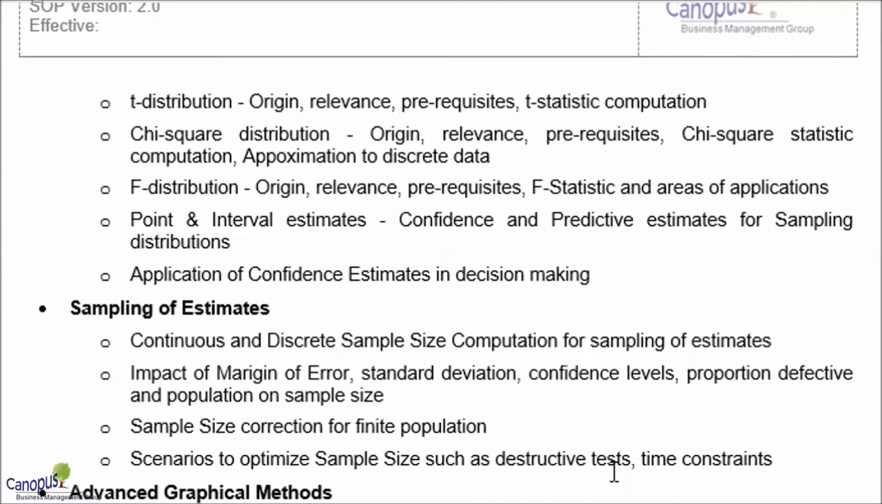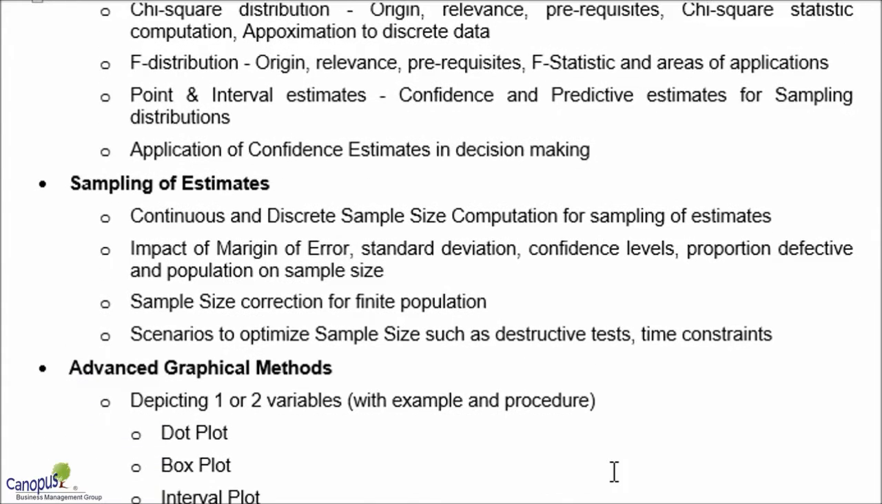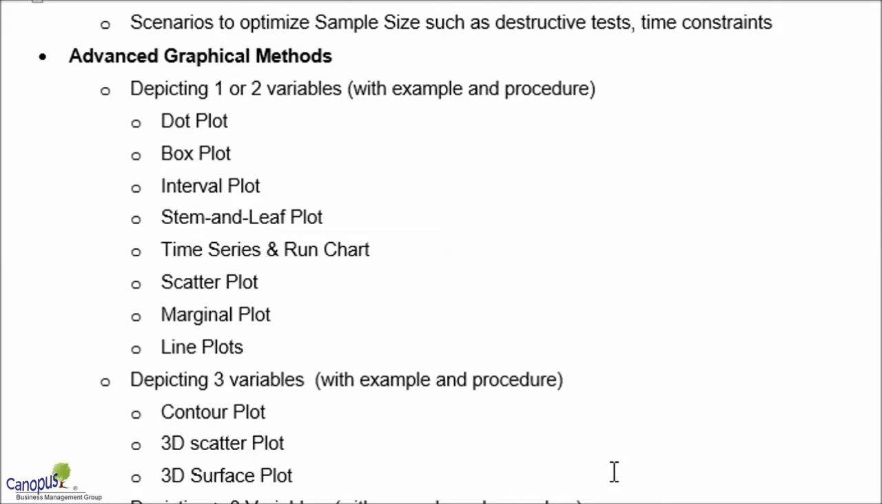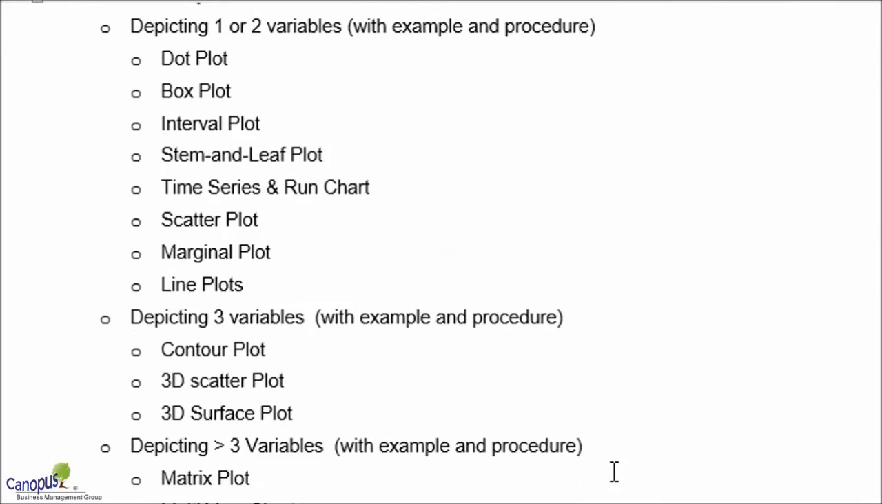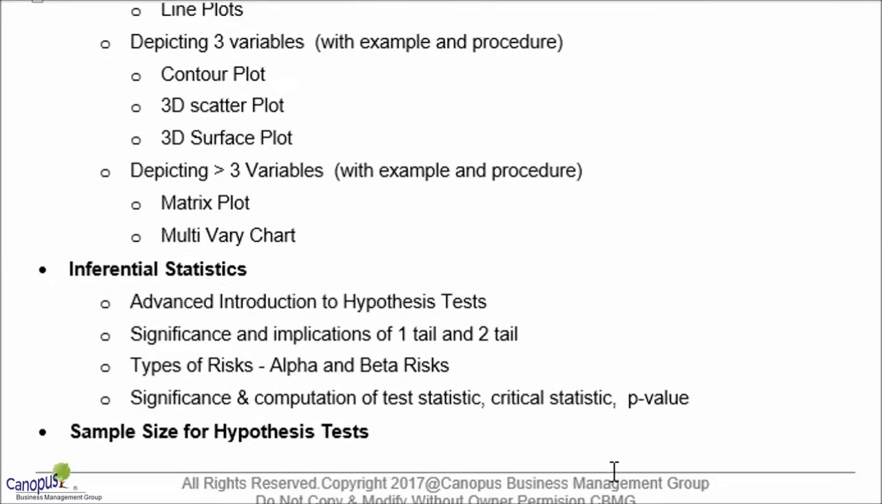In sampling, we will cover sampling of estimates, which means if you want to do data collection, how do you compute the sample size? We covered it at green belt level, but we're going to use Minitab to solve the problem here. And we will also take up scenarios where we want to apply a sample size correction for finite population. In advanced graphical tools, we will talk about a variety of tools that you see on the screen, and we will cover all this with practical examples.